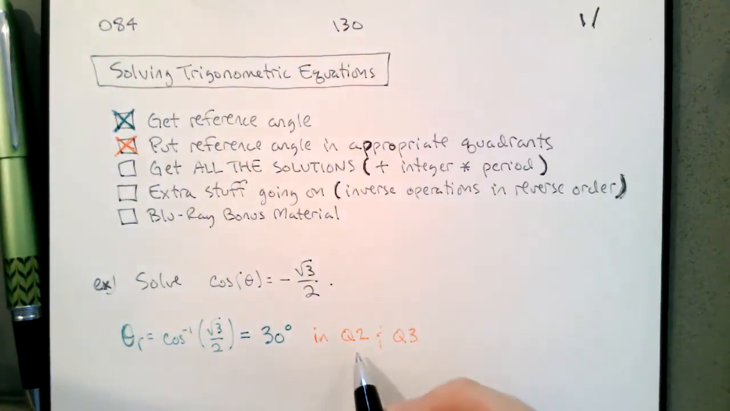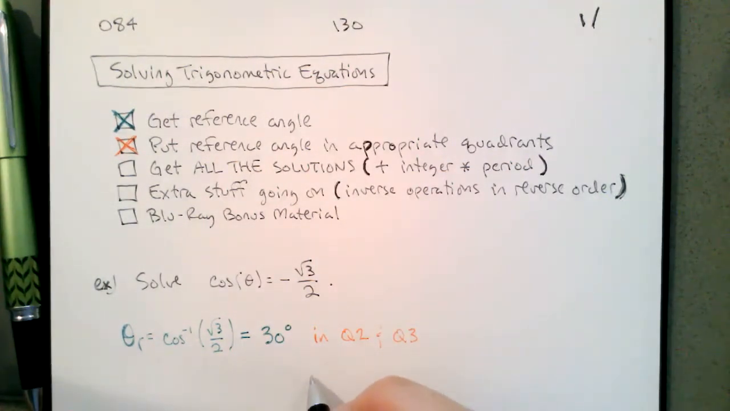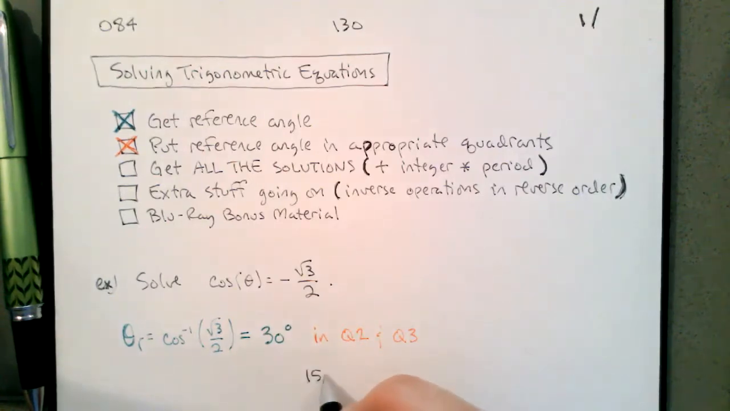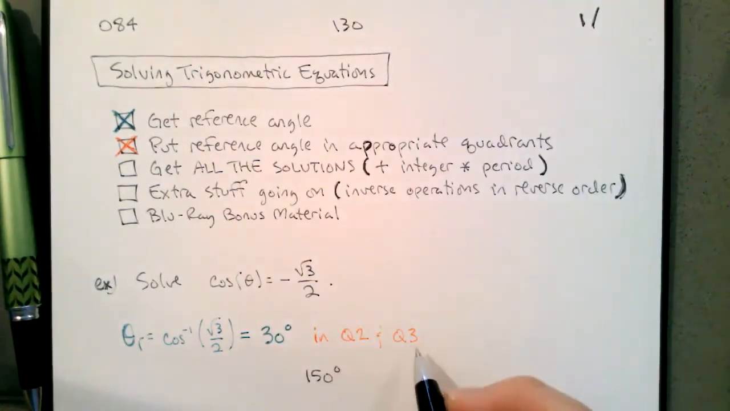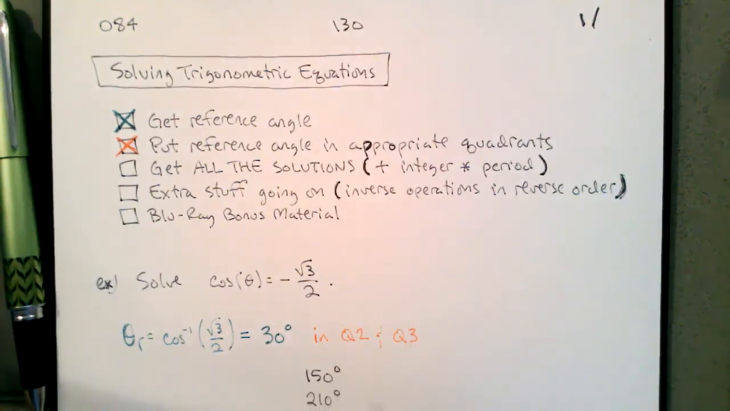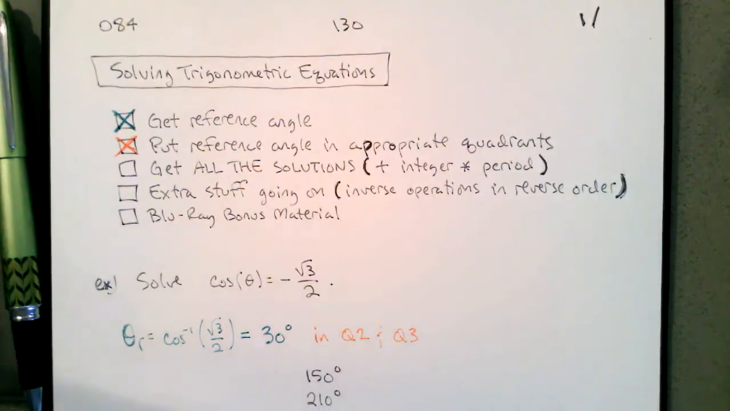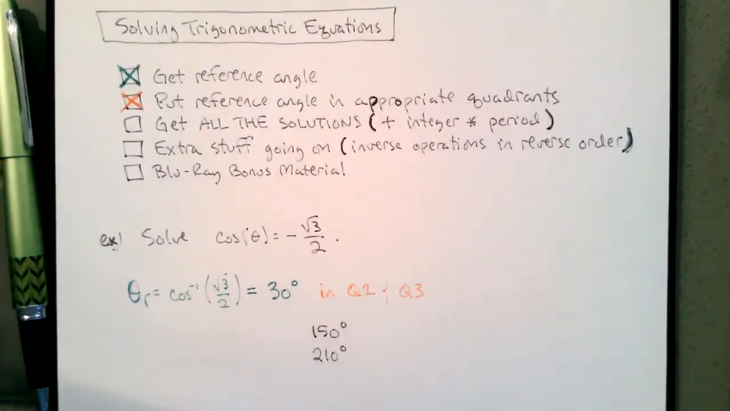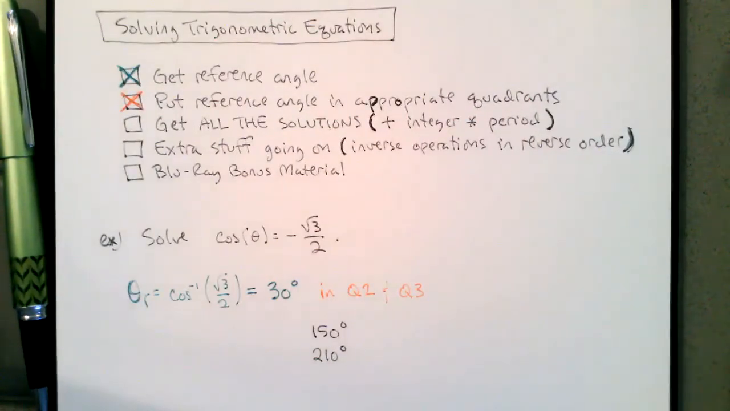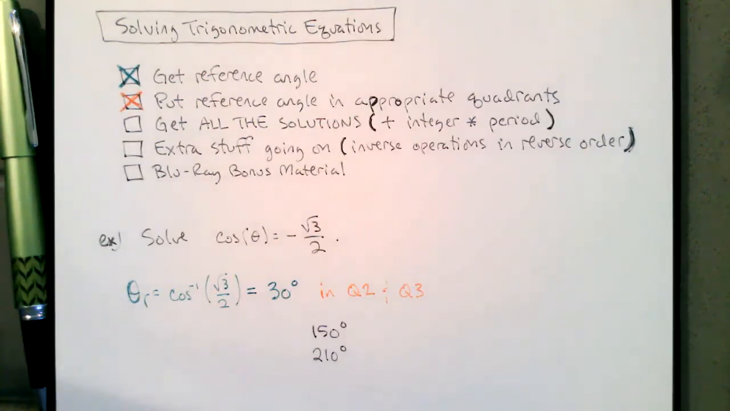So 30 degrees in quadrant 2 is 150. And 30 degrees in quadrant 3 is 210. Those are our first two solutions. If we were just looking for the solutions between 0 and 360, we just got to get the 150 and the 210. However, we know there are infinitely many solutions.